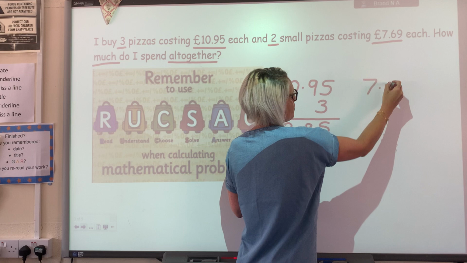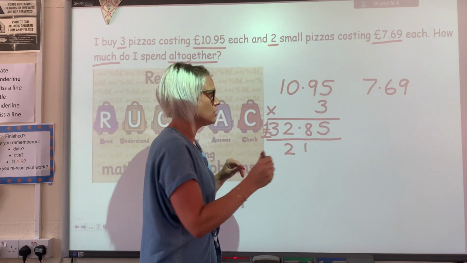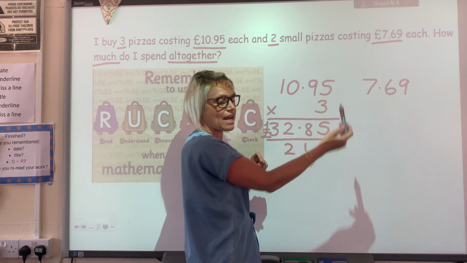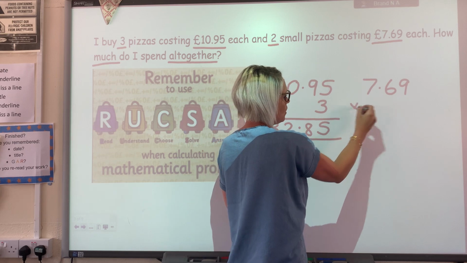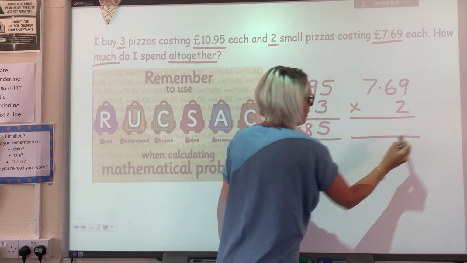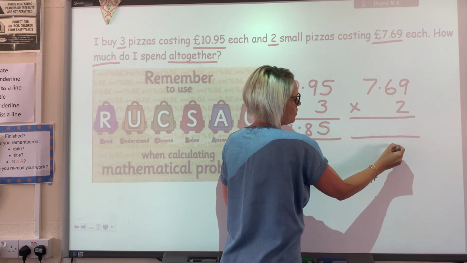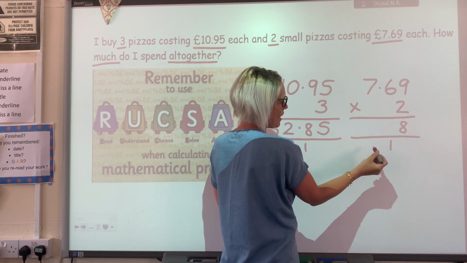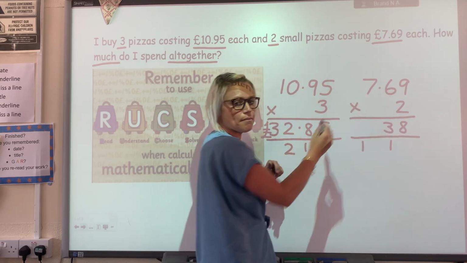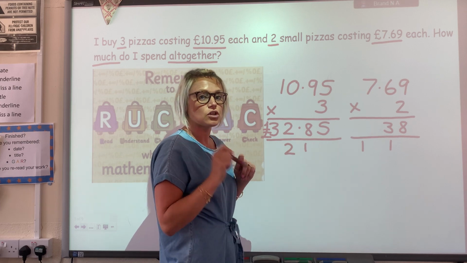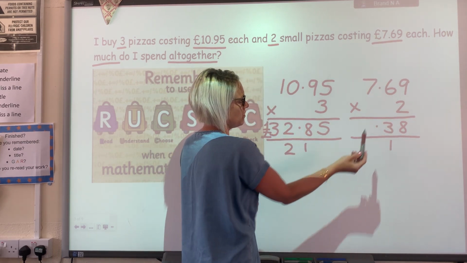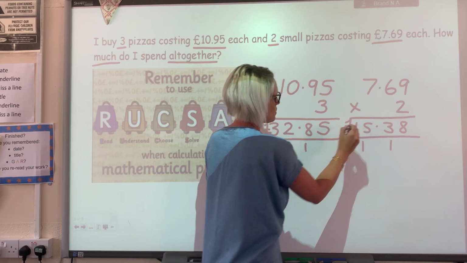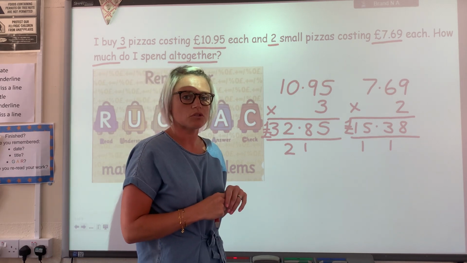I've then got to work out how much my smaller pizzas cost. So one of them was £7.69. I'm going to use the same method, okay? But this time I've only got 2. So we could do £7.69 add £7.69, or alternatively, we could multiply by 2. 9 times 2 is 18. Next one along, 6 times 2 is 12, add 1 is 13. You must remember to bring your decimal down. Your decimal point has got to be in your answer. So bring my decimal down. 2 times 7 is 14, add 1 is 15. So my small pizzas cost me £15.38.